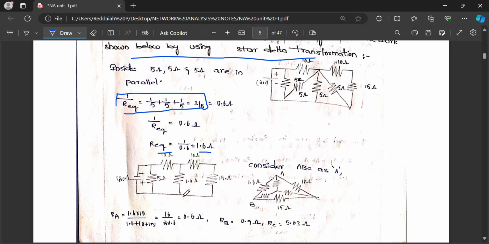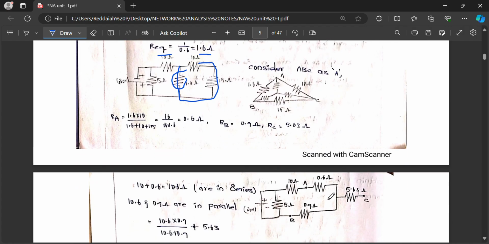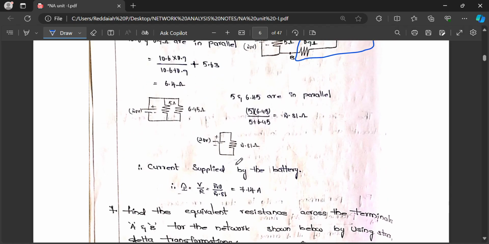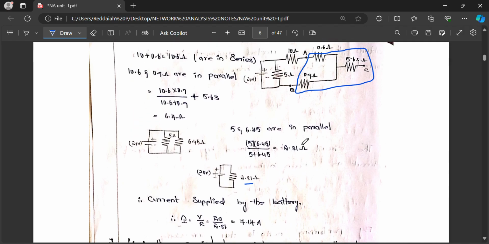You can redraw the circuit from this. We write here 1.6, which we replaced by using network reduction techniques. Now this is in delta, so we can convert it into star. 1.6, 10 ohm and 15 ohm are in delta, and we can convert them into star. After conversion, you can get this circuit by using star and delta conversion. Therefore, finally the total resistance is 2.81.